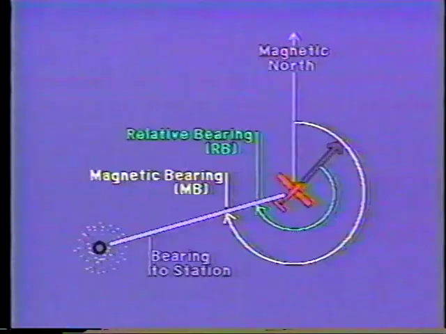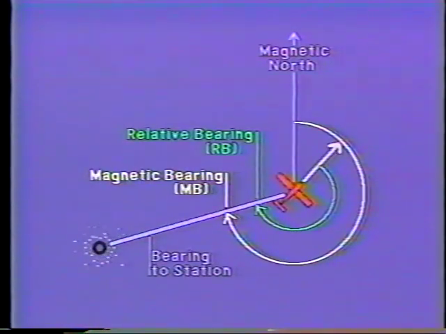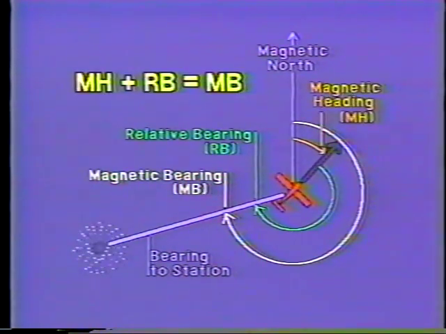But relative bearing does not tell us all we need to know to navigate to the station. We also must know our magnetic course, called magnetic bearing, to the station. Magnetic bearing is the angular relationship between magnetic north and a line extended from the bearing pointer on the ADF to the radio station. We determine the exact magnetic bearing by working this simple formula. Magnetic heading, as shown by the heading indicator or by the magnetic compass, plus relative bearing, as displayed by the ADF, equals magnetic bearing to the station.